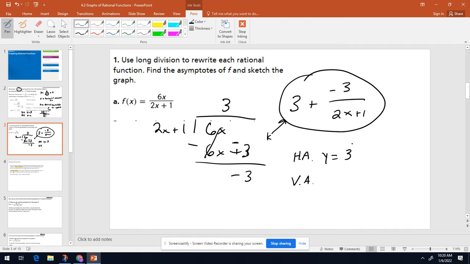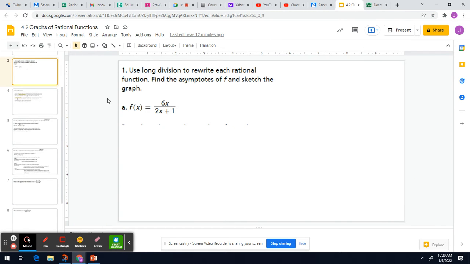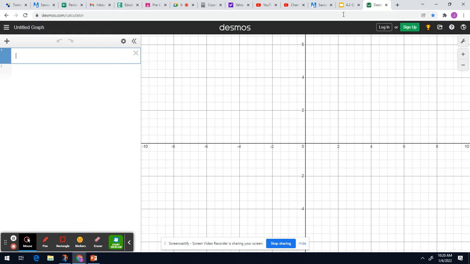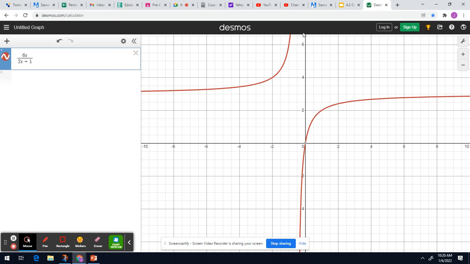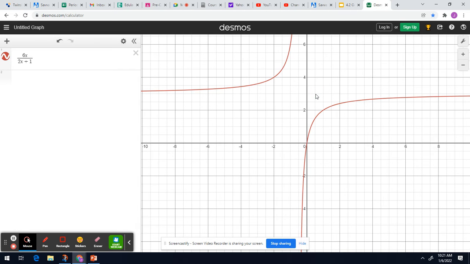My vertical asymptote is what value makes the denominator equal to 0. So I would take 2x plus 1, set it equal to 0. 2x equals -1, divided by 2, and I get x equals -1/2. Okay, so my vertical asymptote would be -1/2. So again, if I jump to Desmos here and I graph that function, 6x over 2x plus 1, you can see that I have the graph right here with a vertical asymptote of -1/2 and a horizontal asymptote right in here at what we said was 3.